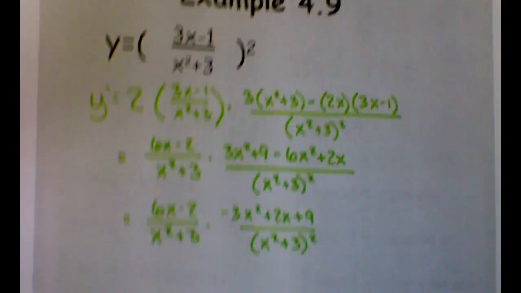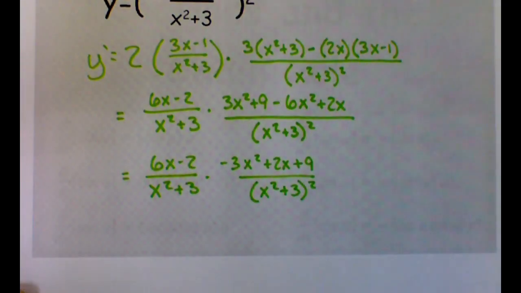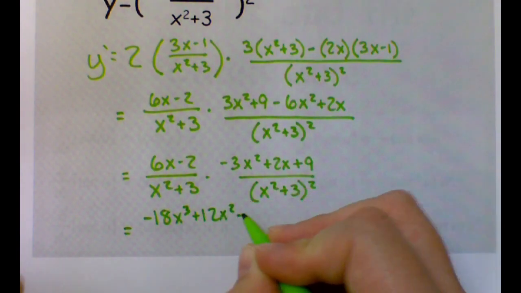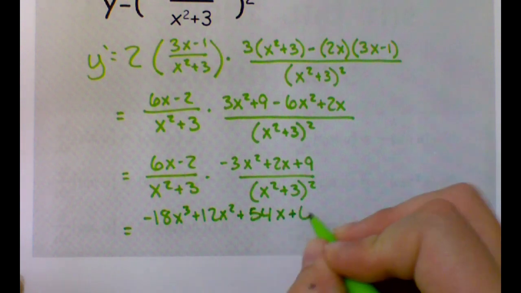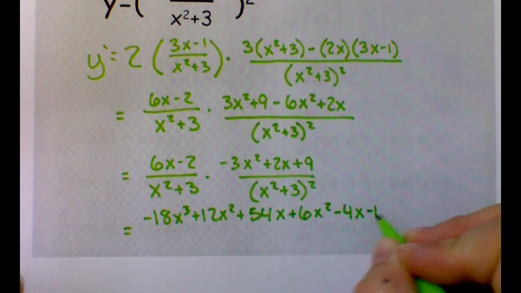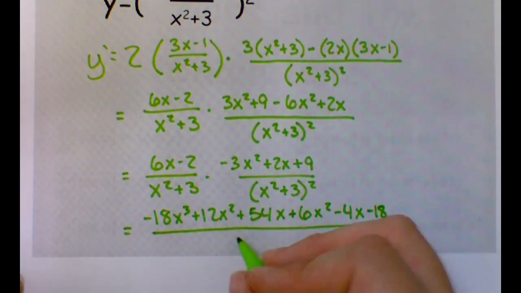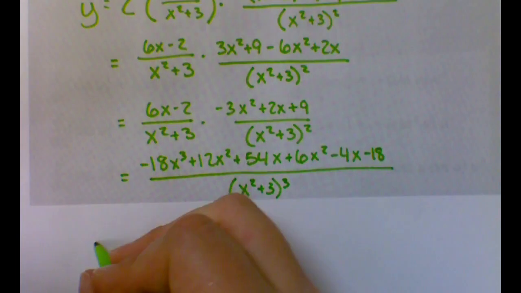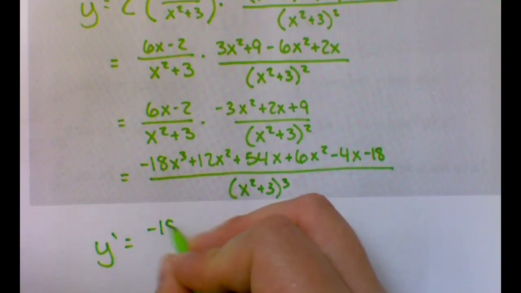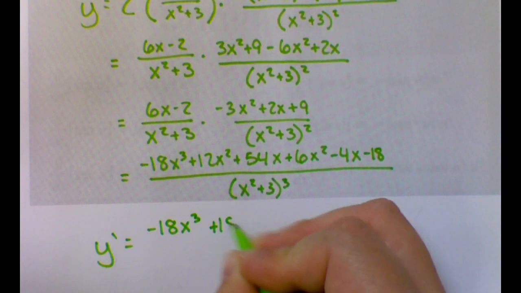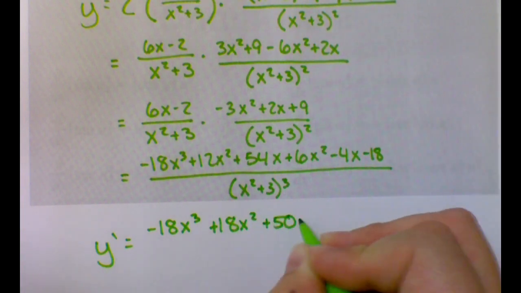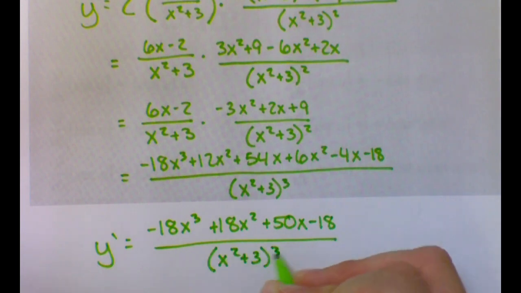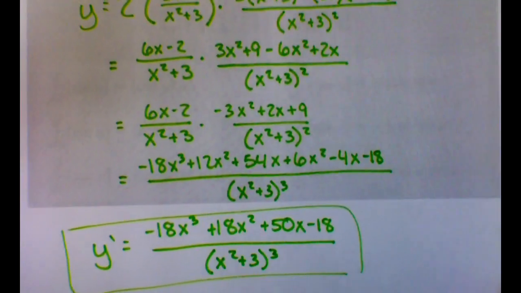Now, I multiply 6x minus 2 times the numerator of the other fraction. I get negative 18x cubed plus 12x squared plus 54x plus 6x squared minus 4x minus 18. And multiply my denominators, making it x squared plus 3 cubed. My last step will be to combine my like terms in the numerator. I have negative 18x cubed plus 18x squared plus 50x minus 18 all over x squared plus 3 cubed. And there is my derivative.